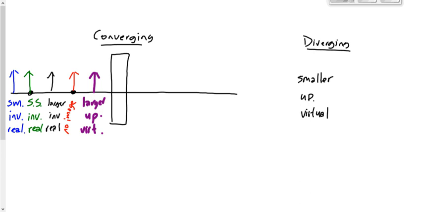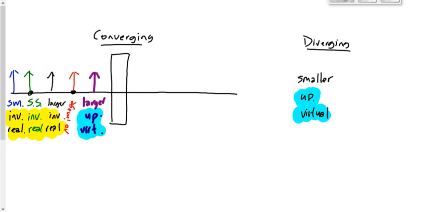You also see the diverging is always the same, but you also see a few smaller things as well. For instance, if you have a real image, we have three situations where we have a real image. If you have a real image, the image is always going to be inverted. If you have a virtual image, the virtual image is always going to be upright. Okay, does that make sense? A few different things there.